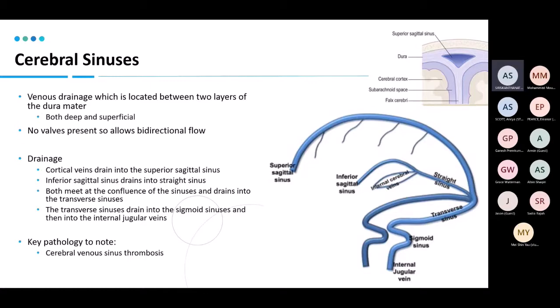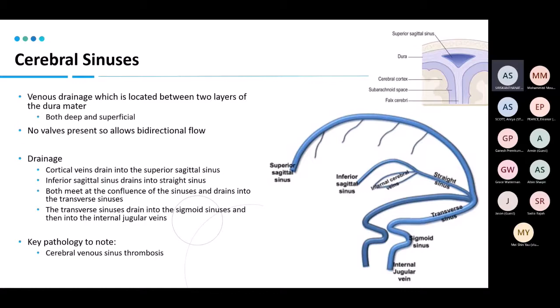And just a quick whistle-stop tour of the cerebral sinuses. Venous drainage is located between the two layers of the dura. There are no valves in there, which allows the flow to be bidirectional, and if there are any blockages, that can increase the backlog of drainage and lead to increased intracranial pressure. One of the key pathologies to note here is cerebral venous sinus thrombosis.